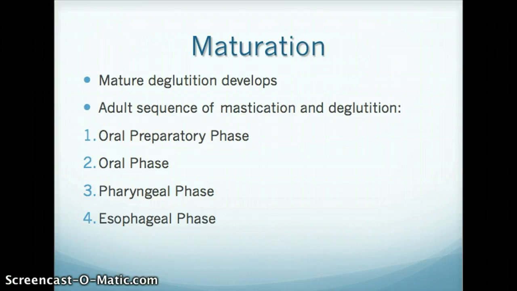Now we're going to talk about a mature swallow. So what does it actually look like when an adult swallows? Mature deglutition develops in the first year of life, and we can break up mastication and deglutition into 4 phases. The adult sequence is broken up into these 4 stages: oral preparatory phase, oral phase, pharyngeal phase, and esophageal phase. So we're going to talk about each one of these separately.